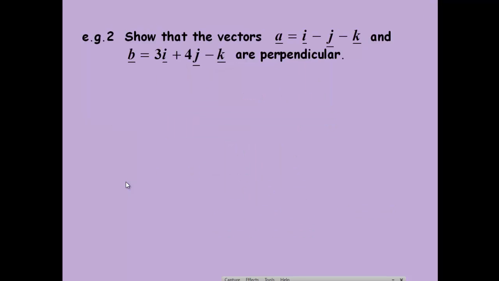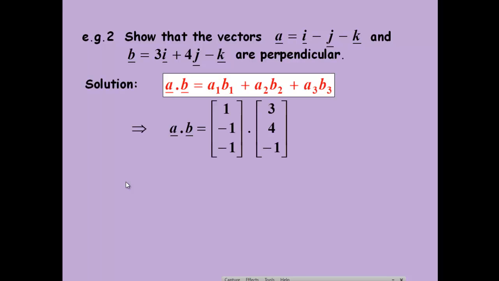Here we've got to show that they're perpendicular. So if we do that process, what result do we expect? Think back to what we've just done a bit earlier. Multiply them out, you should get a result of 0. So to prove that 2 vectors are perpendicular, you can find the dot product, and if it equals 0, they must be perpendicular.